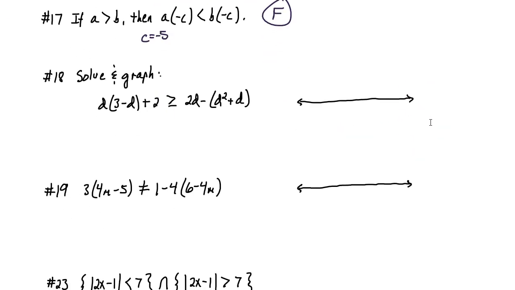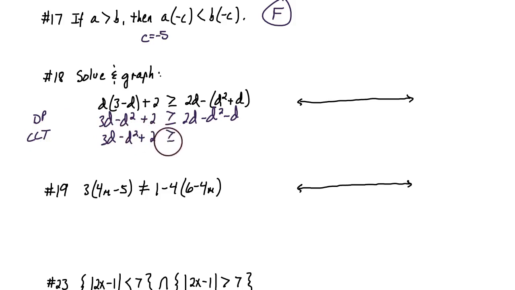Number 18, solve and graph. Let's start by doing the distributive property. D times 3 is 3D. D times negative D is negative D squared. Negative times D squared is negative D squared. Negative times D is negative D. Let's combine like terms. Two D minus D is a 1D.